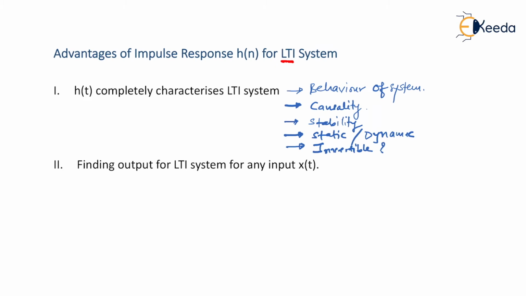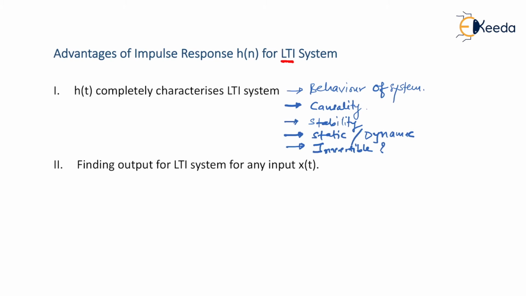So for a particular LTI system, if h of t is known to me, I can characterize the complete system, whether it is causal or non-causal, whether it is stable or unstable, whether it is static or dynamic. Also, we will understand whether it is invertible or non-invertible in nature. A single h of t is going to tell you these many things about an LTI system. Yes, when it is a non-LTI system, then h of t alone is not enough. We require other parameters also to characterize that system. But when it comes to an LTI system, h of t is enough to tell about the system, in and out.